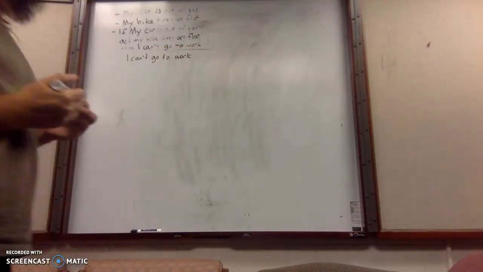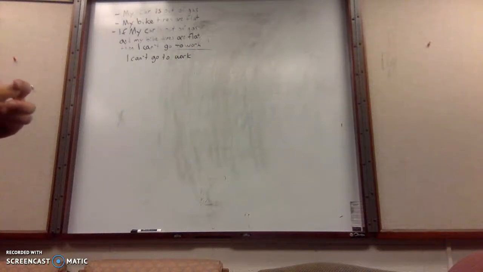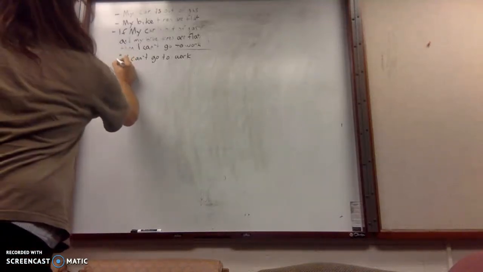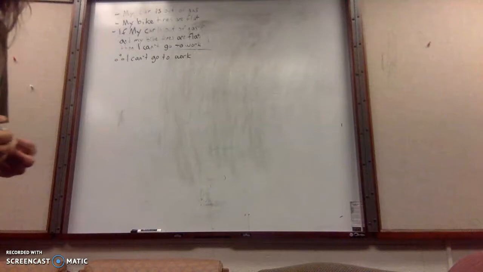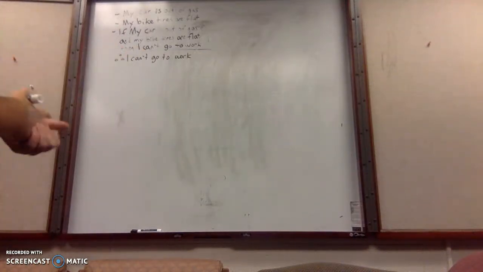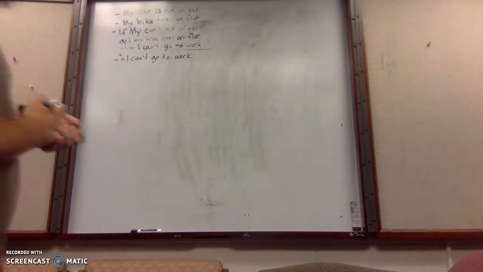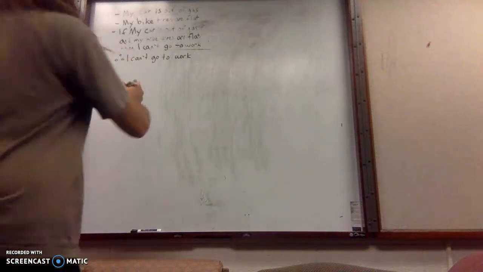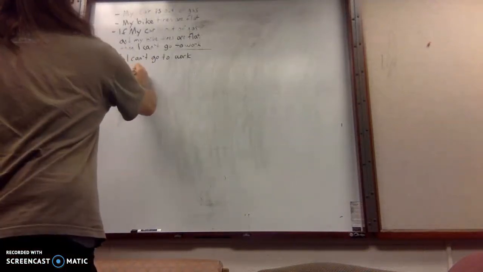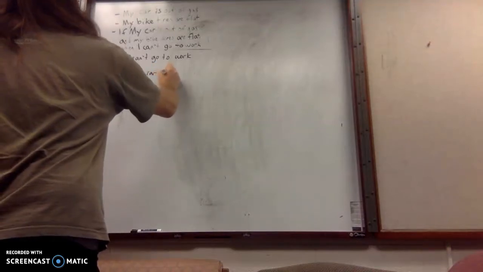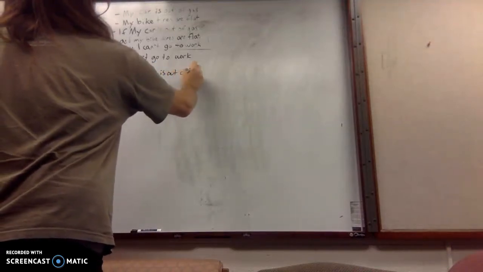So the first thing we want to do is turn this argument into its symbolic form. I'm going to add three dots. That's how you show therefore, that's how you show a conclusion. We are going to need three different symbols. Let's say C equals my car is out of gas.